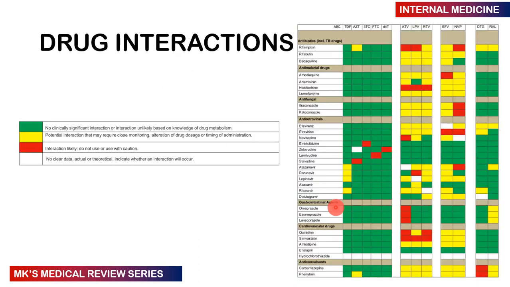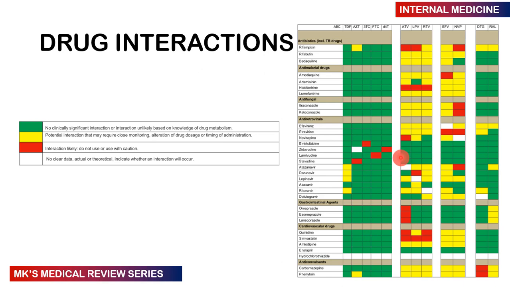And here are the different drug interactions of the common drugs that you really need to look out for, and the other HIV drugs. Here you have the HIV drugs, and here you have some antibiotics, antimalarials, antifungals, antiretrovirals, gastrointestinal agents, cardiovascular drugs, and some anticonvulsants. Green means that there is no significant clinical interaction. Yellow means that there is a potential interaction. Red means that the interaction is likely, so you should not use them, or you should use them with caution. Then there's the category with no clear data, which is either an actual or theoretical interaction that is not really established. You can pause the video right now, screenshot this, have a look at it, sit down and think through it.